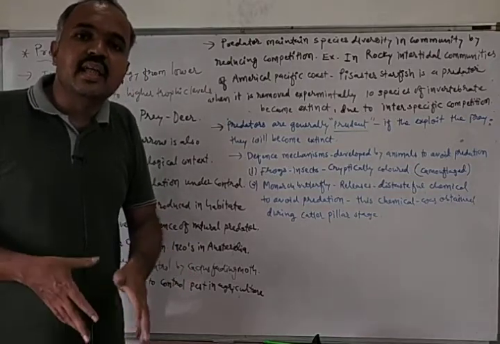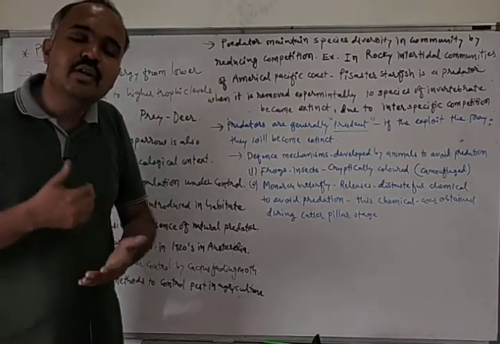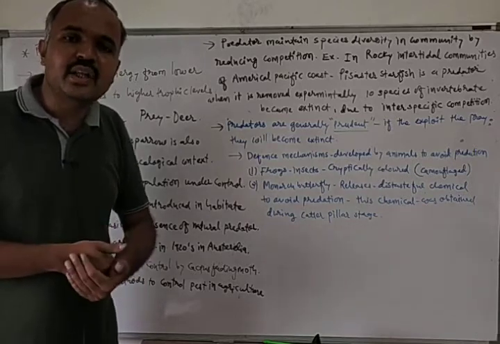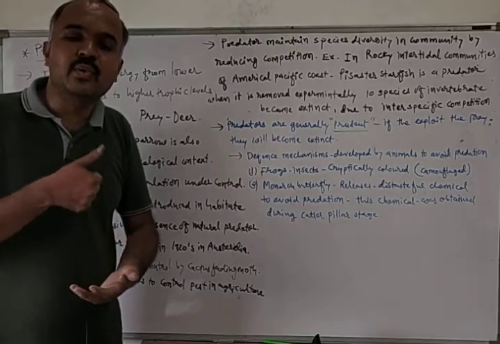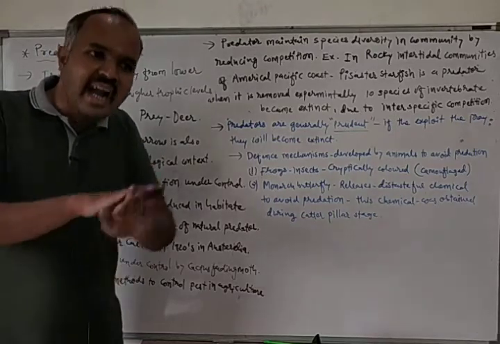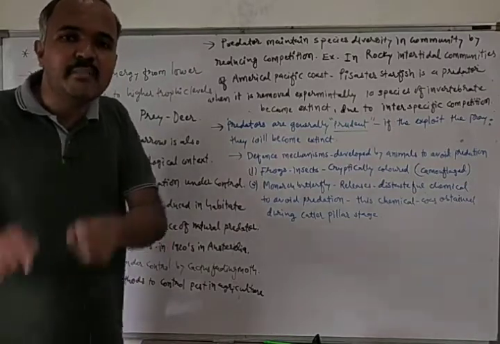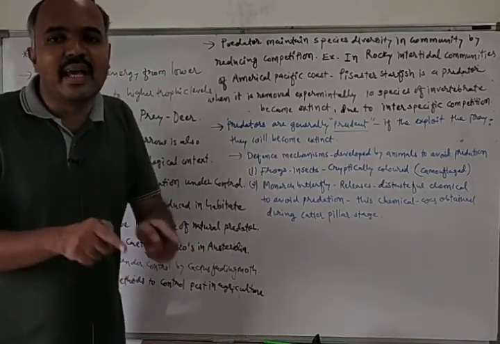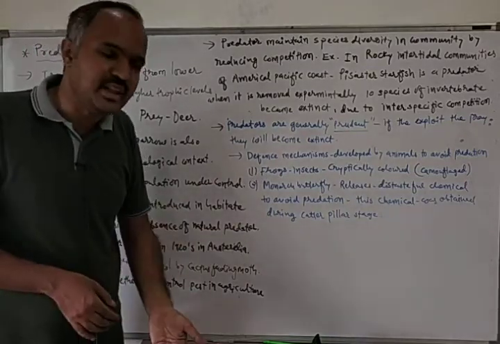And by this mechanism they avoid predation. How do the frogs and insects avoid predation? They avoid predation by becoming cryptically colored, by camouflaging, and by hiding in the environment. This is their mechanism of avoiding predation.